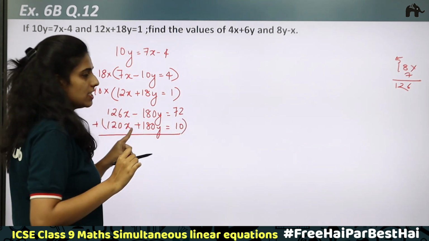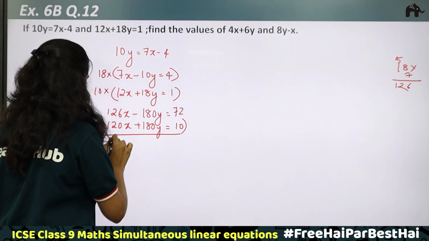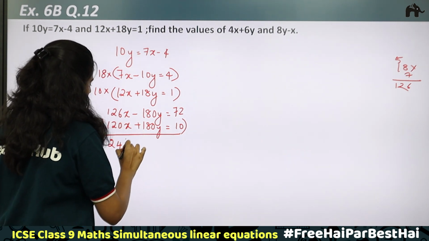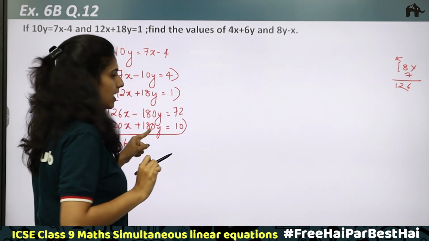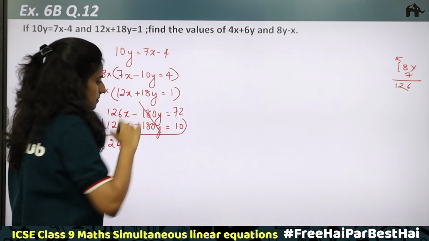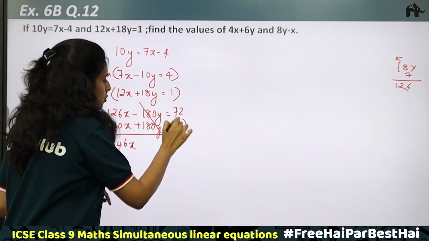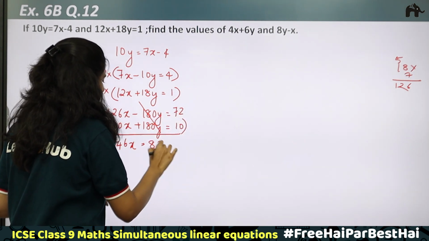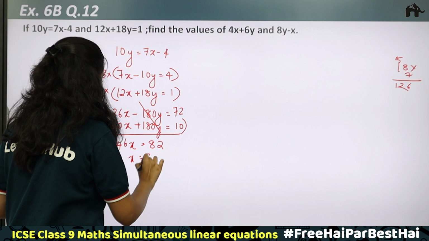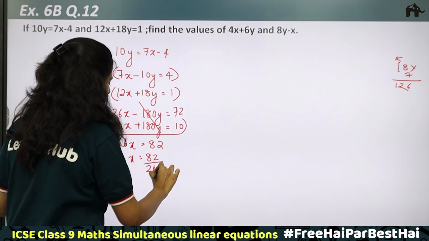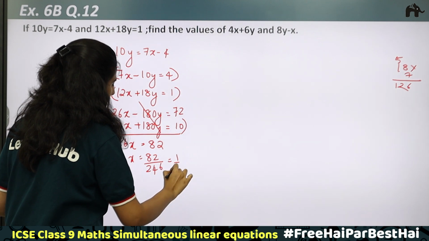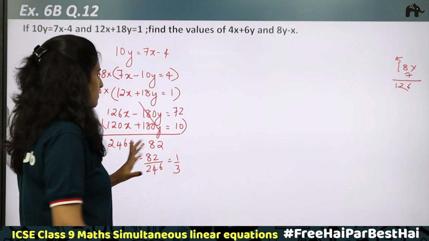126x plus 120x is equal to 246x. Minus 180y plus 180y can be cancelled. Then 72 plus 10 is equal to 82. So x is equal to 82 divided by 246, which is 1 divided by 3. The x value is 1 by 3.